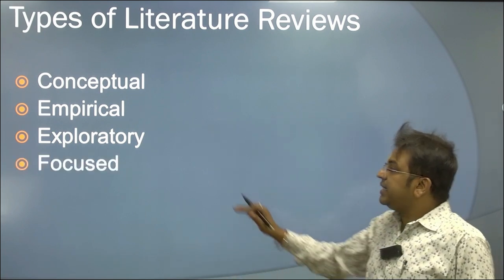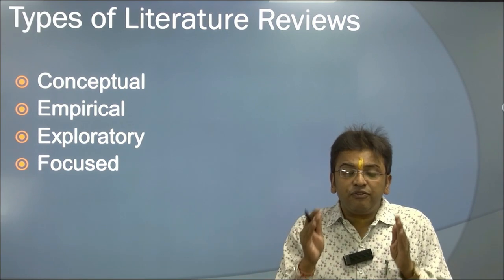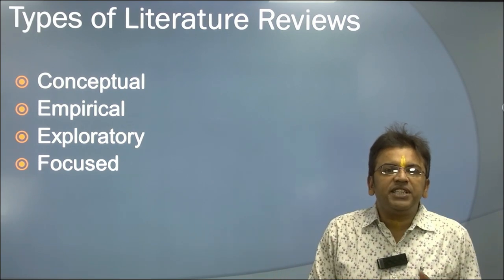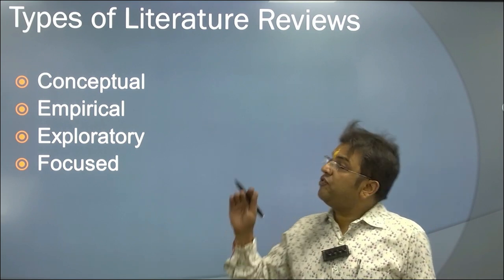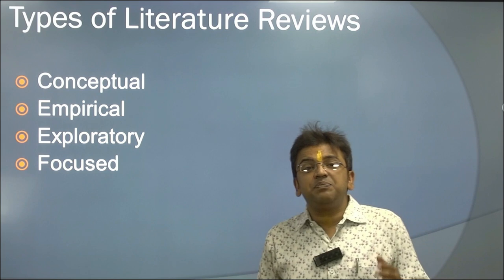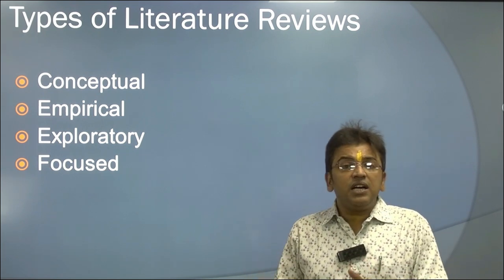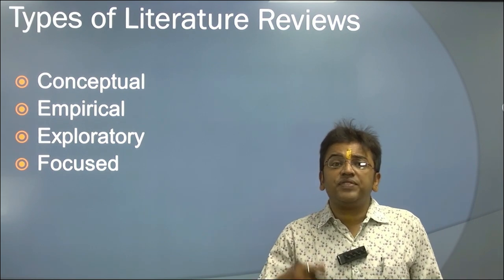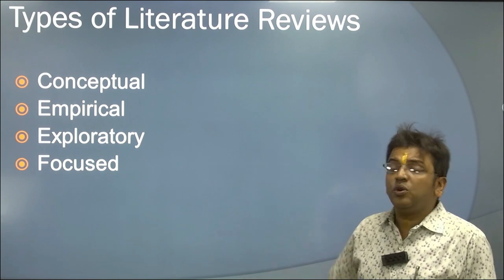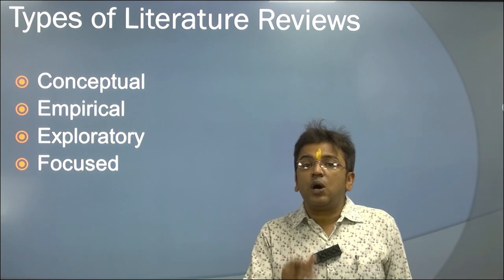Then focused. Review of literature helps the researcher to have a focused approach about his objective, hypothesis, and research design. Review of literature tells that the past study has been conducted on specific objectives. So here, the present researcher is going to make his own objectives, and on the basis of those objectives, he is going to focus his specific study to get the best outcome.